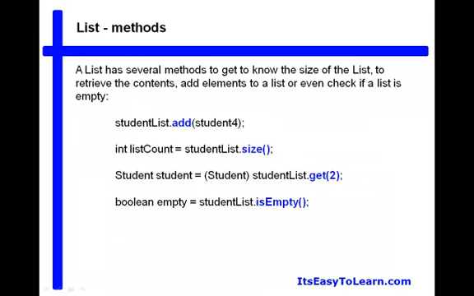A list has several convenience methods: to let us know the size of the list, to retrieve the contents, add elements to the list, or even check if a list is empty. For example, the isEmpty method will return a boolean value which specifies whether the list is empty or not. The get method allows us to access the element from the list using an index. So get of 2 will get the third element from the list. The size of the list gives the total count of elements in the list, and we use the add method to add elements to the list.